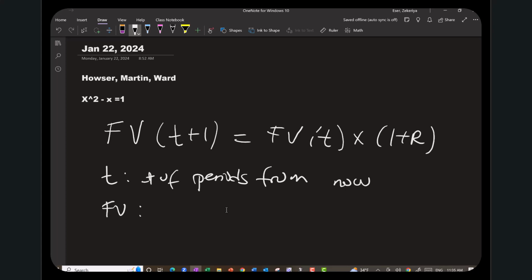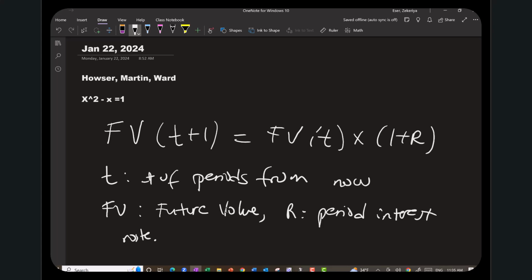FV is short for future value. R is the period interest rate. This is how money goes, okay? This is the equation of motion for money that is invested into something. R doesn't necessarily reflect a bank interest rate. If I invest into a stock, and it has a return, that's how it moves.